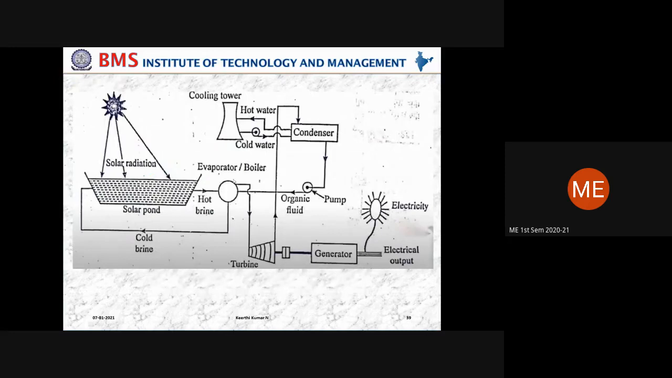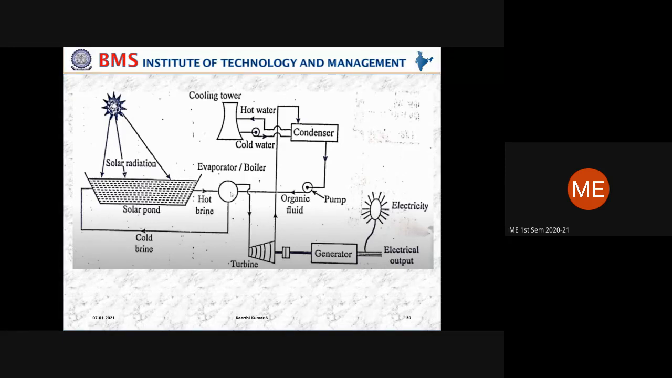In this evaporator or boiler, the salty water will enter and then go back. Once it is cooled, it will go back to the solar pond. There is no direct contact between the salt water and the water in the boiler. In the boiler, there is an organic fluid which evaporates much earlier. The hot water coming out from the solar pond is around 90 degrees. So this fluid will get converted to steam just by reaching a temperature of 40 degrees centigrade.